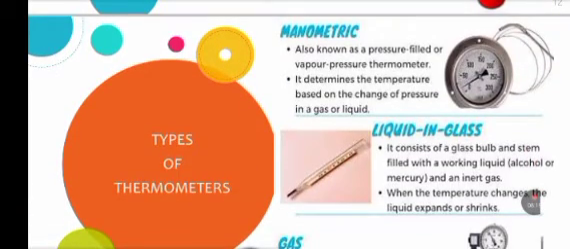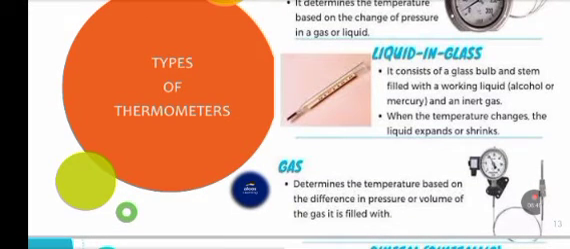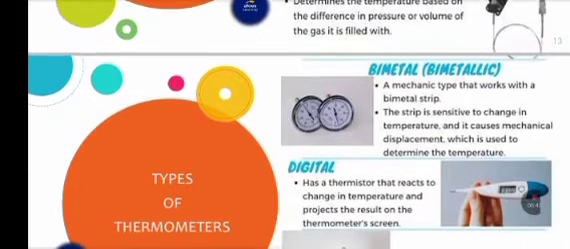Now, types of thermometer. We have the manometric, which works based on the pressure of the gas or liquid. We also have the liquid in glass thermometer, and that consists of a glass bulb and stem with a working liquid. The liquid could either be alcohol or mercury, or inert gas, and when the temperature changes, the liquid expands or shrinks. Now let's look at the gas thermometer.